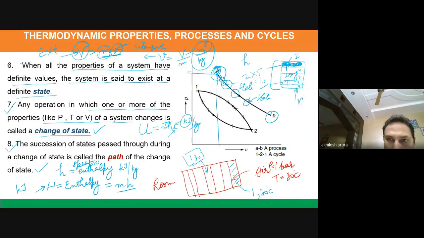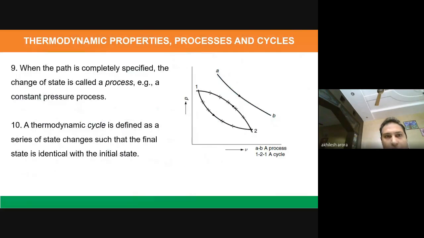If I join all these states, then I know the path of the process. So once the path is known, I can define the process also. When the path is completely specified, the change of state is called the process. For example, a constant pressure process.